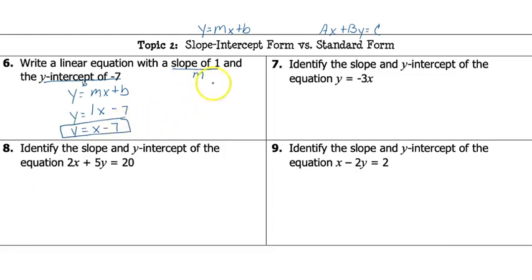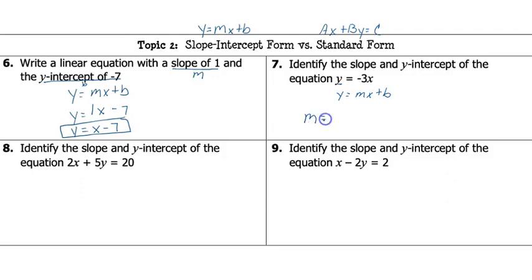All right, number 7 here. Identify the slope and y-intercept of the equation y equals -3x. First off, I see that it says y equals. This means that I am in y equals mx plus b form. I want to know the slope, so I want to know what m is.